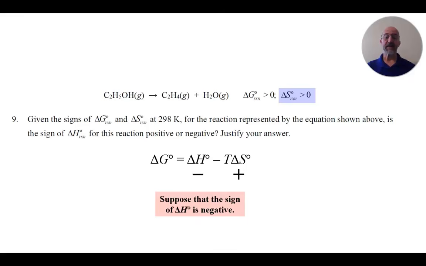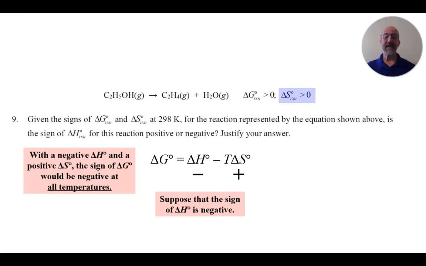Now, mathematically, if I have a negative delta H and a positive delta S, then this would cause the value of delta G to be negative at all temperatures. This would be thermodynamically favored with a negative delta G at all temperatures, but that doesn't match the information that we're given. Here in question 9, it says that the value of delta G is actually positive at 298 Kelvin.